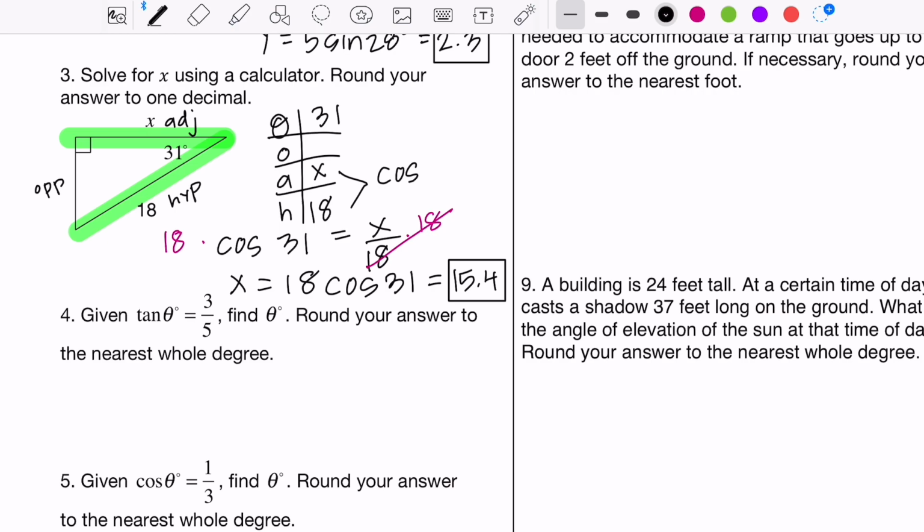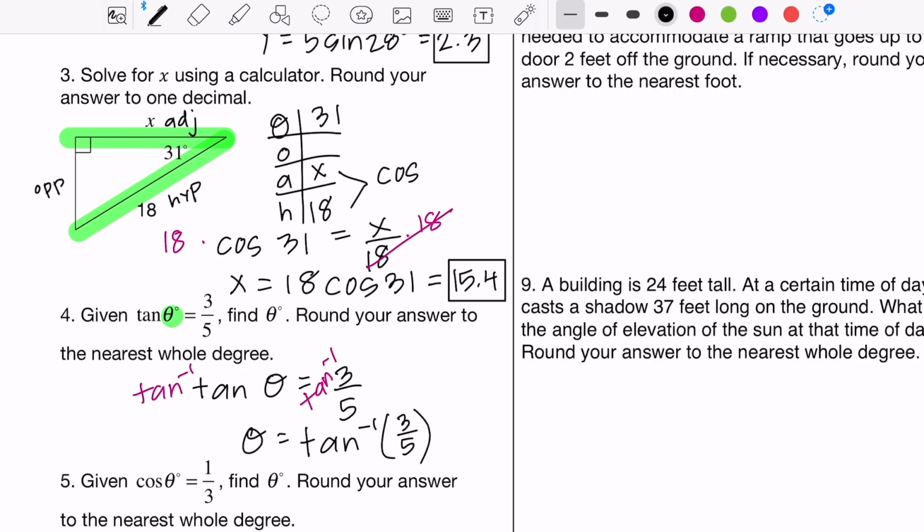The next problem is super easy, so you shouldn't miss it on the test unless you just forget that our job is to solve for the angle. And what's in front of the angle is the tangent. So you need to undo that tangent. The way we undo that tangent is to reverse it, and the way we reverse it is with the inverse. So theta is going to equal tangent inverse of 3 over 5. You plug that into your calculator, and it says round to the nearest degree, and that's 31 degrees.